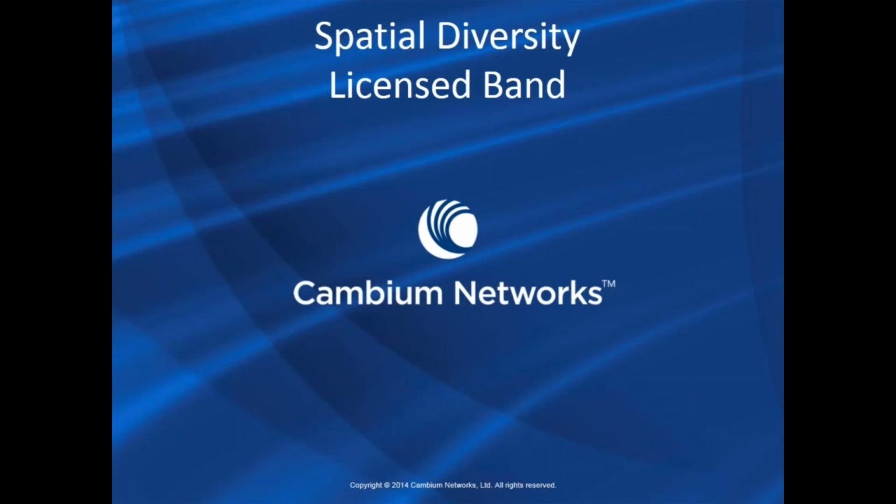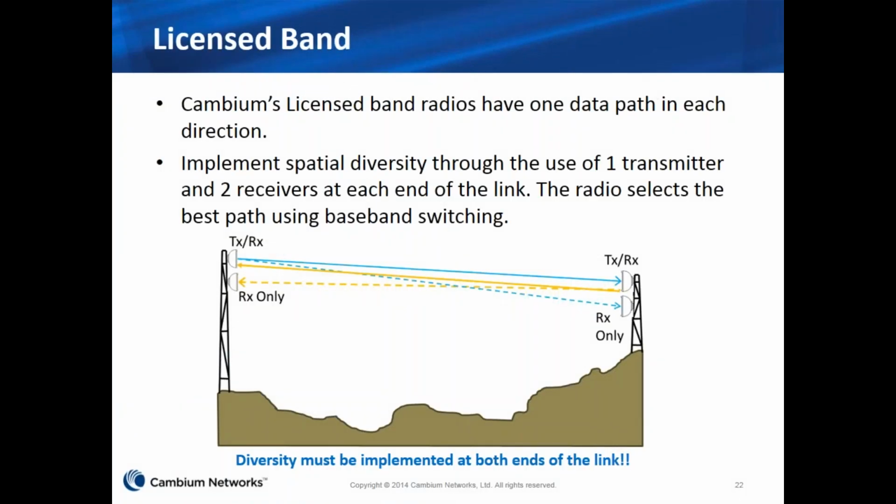So there are a few differences between the Cambium licensed band, 6 gigahertz and upwards, and the unlicensed band products in the way that they support diversity. So we'll start by taking a look at the licensed band. Cambium's licensed band radios are FDD, so frequency space diversity, and have a single data path in each direction. When we add diversity, we add a second receiver, but there's still only one active transmitter at each end of the link. This means that we must add diversity at both ends of the link.